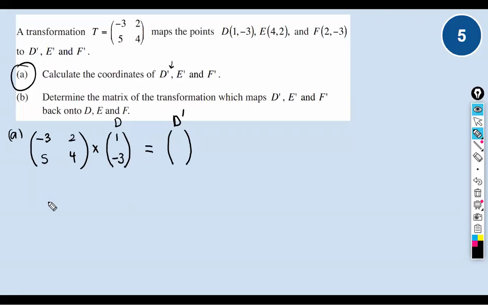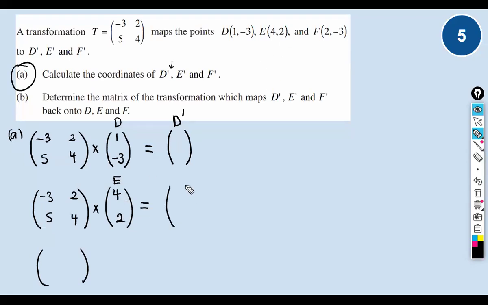And, well, let me write out the rest one time. I'm going to repeat the procedure. -3, 2, 5, and 4, and we multiply by point E. E is the 4, 2, but we write it vertical. And that will obviously give us E prime. And then we repeat -3, 2, 5, 4, multiply by 2, -3. And this is point F, and it will give us F prime.